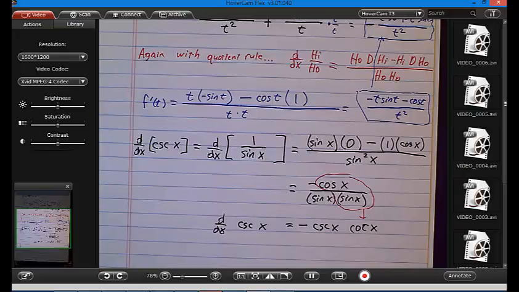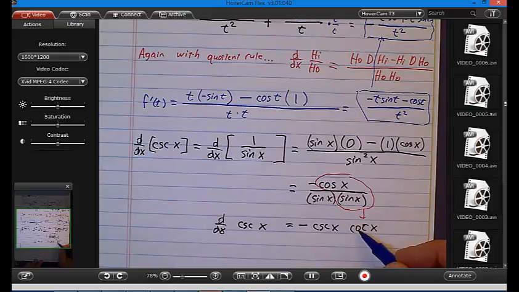Yeah, I mean, I guess you're saying, how do I get from here to here, right? Yeah. So what I did at the end here is I kind of wrote it as negative 1 over sine x times cosine x over sine x. Notice this is a times sign, not a plus. How do you multiply fractions?